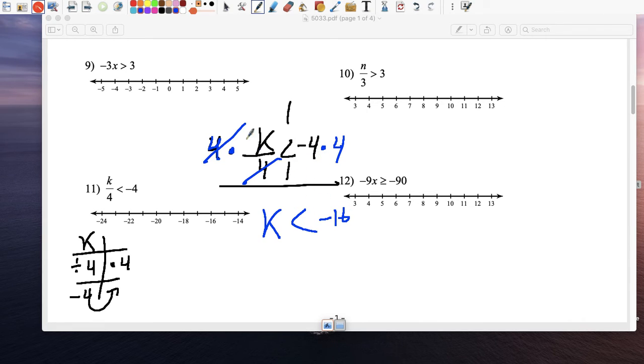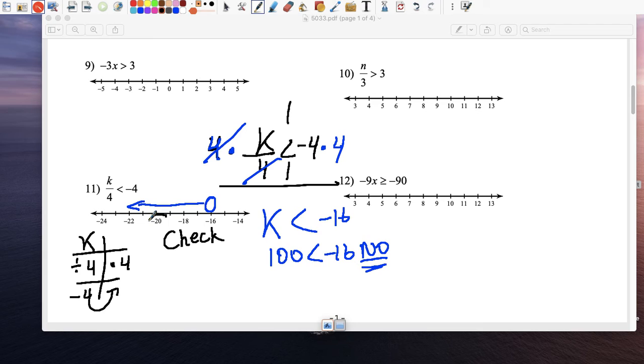We don't switch the sign. Do we multiply by a negative number? No, we multiply by positive 4, positive 4. So we don't have to worry about the sign. Negative 16 is right here. Okay, we're not going to shade. So we want numbers smaller than negative 16. Let's try 100. Is 100 smaller than negative 16? No. That means that these numbers on the right side, because 100 is on the right side of the number line, they're not going to work. So we want that side. So check.